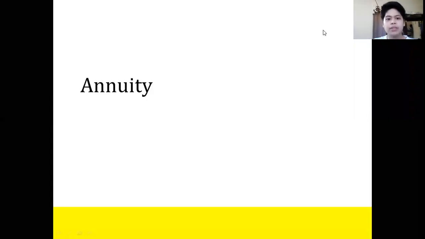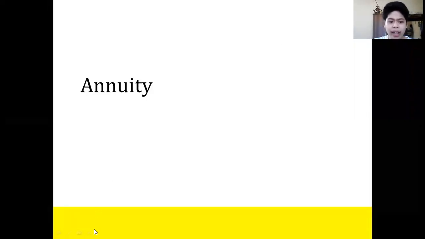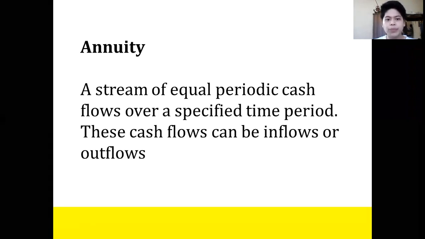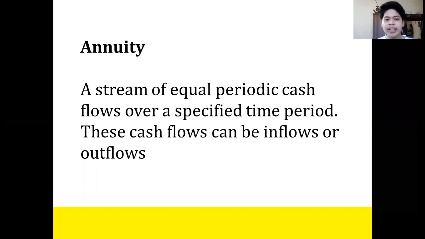Hi guys, right now we will discuss annuities. We will apply time value of money concepts if the pattern of cash flow is an annuity. Okay, we will discuss what an annuity is. An annuity is a stream of equal periodic cash flows over a specified time period.